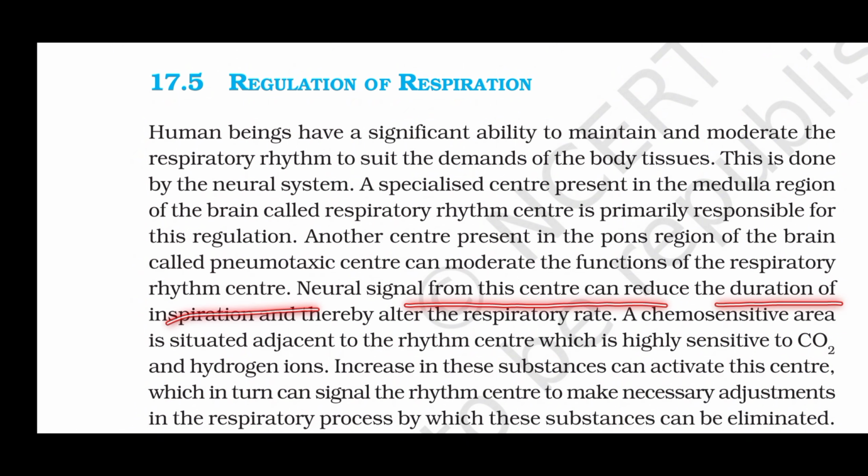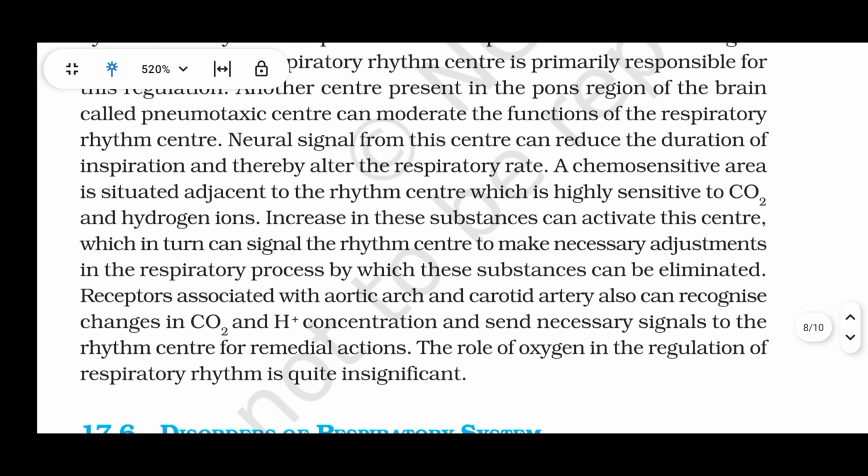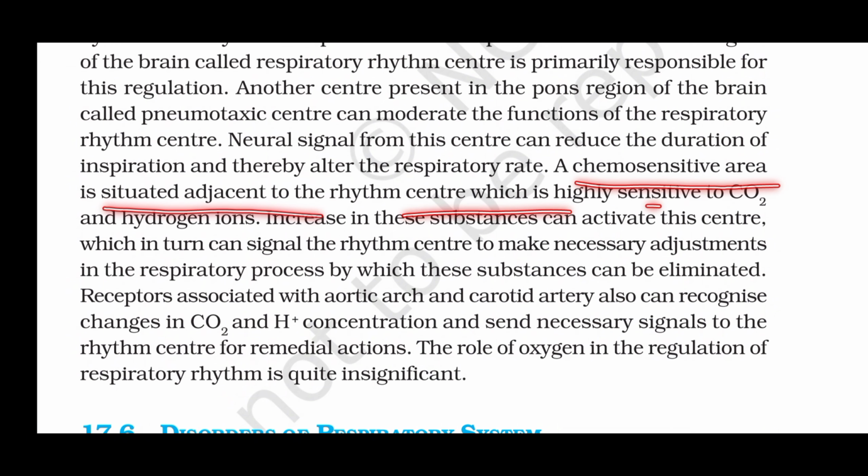Neural signals from the pneumotaxic center can reduce the duration of inspiration and thereby alter the respiratory rate. A chemosensitive area is situated adjacent to the rhythm center, which is highly sensitive to CO2 and hydrogen ions. Increase in these substances can activate the center, which in turn can signal the rhythm center to make necessary adjustments in the respiratory process, by which these substances can be eliminated.